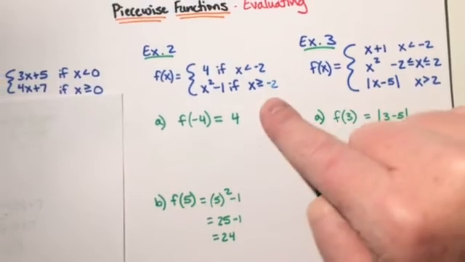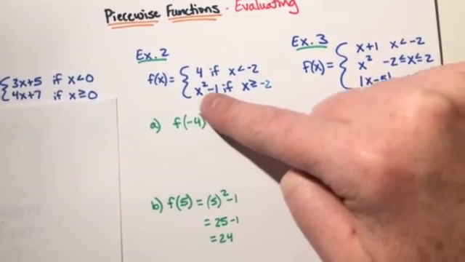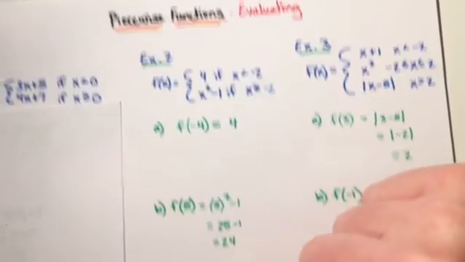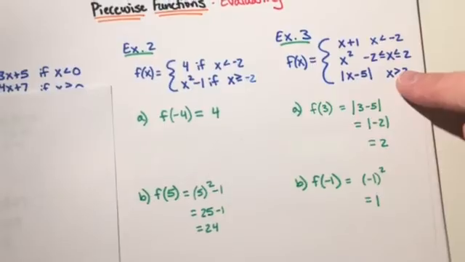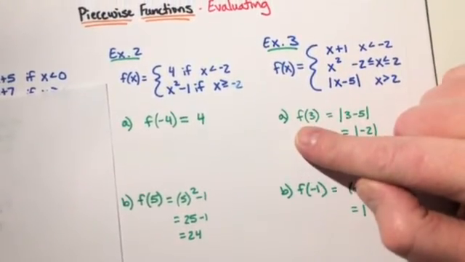And then f of 5 would fall into the second piece of our function. So we plug it in here and we get 5 squared minus 1 is 25 minus 1, which is just 24. And for our third example, we have 3 pieces and we're asked to find f of 3.